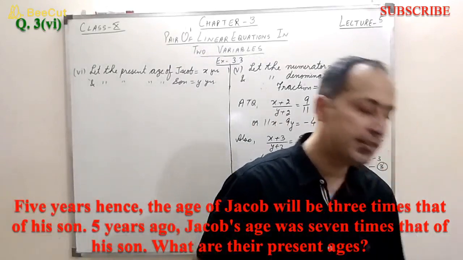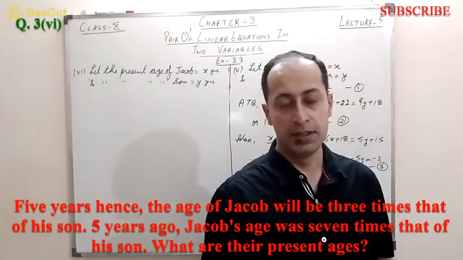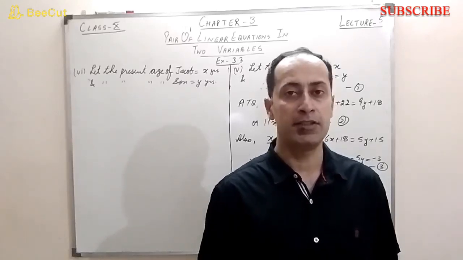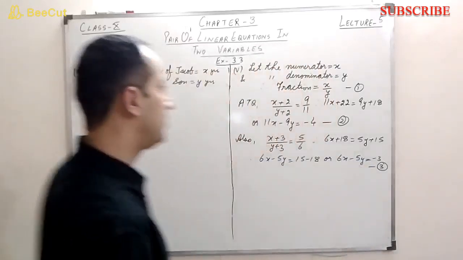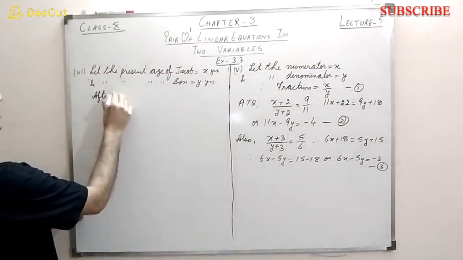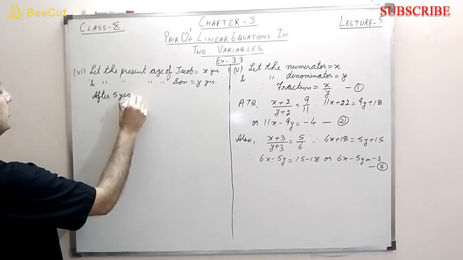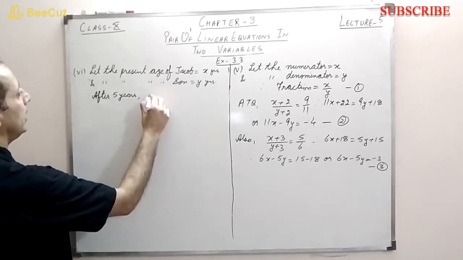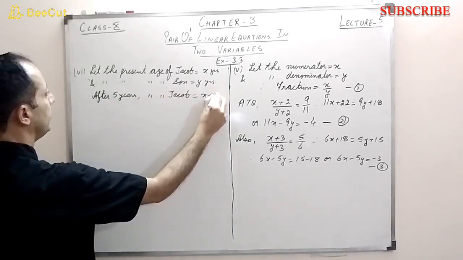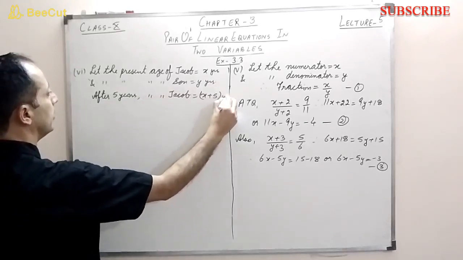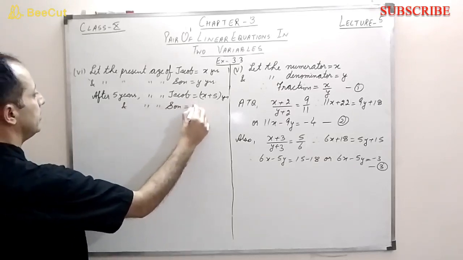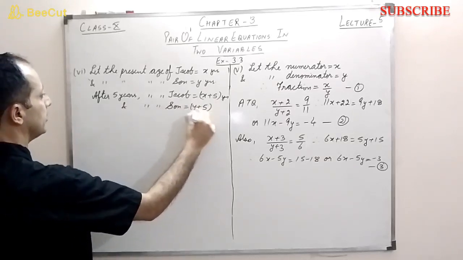It is given 5 years hence. It means after 5 years. So what happens after 5 years? Age will increase, so we have to add it. So I write, after 5 years, the age of Jacob is x plus 5 years and the age of the son is y plus 5 years.